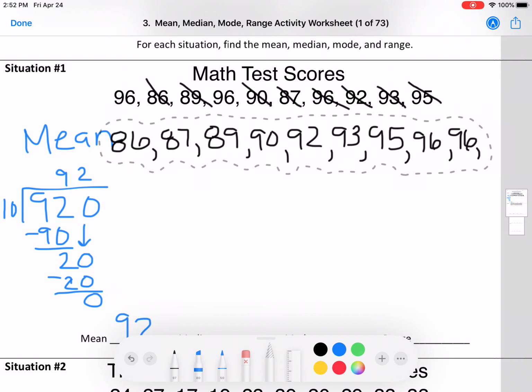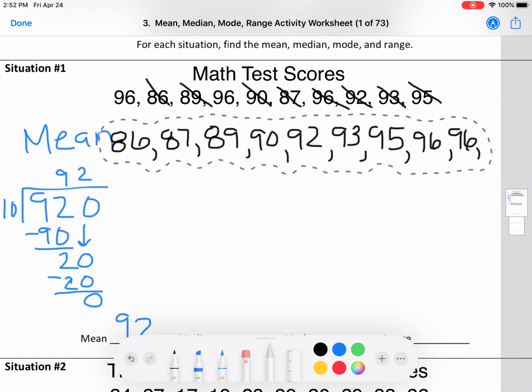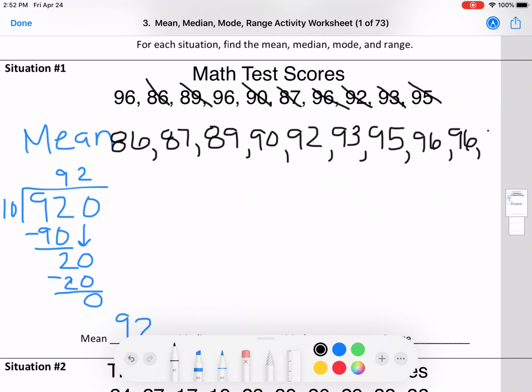After I have all my numbers in order from least to greatest, I'm going to cross off one number from each side until I get one number hopefully left in the middle. If I have two, remember we add them together and divide by 2. So again, this is for our median. I'm going to start crossing off: one from the left, one from the right, left, right, left, right, left, right. And now I do have two numbers left in the middle.